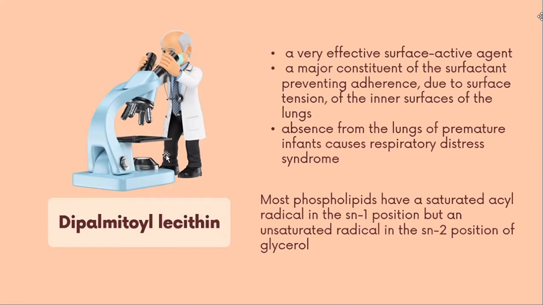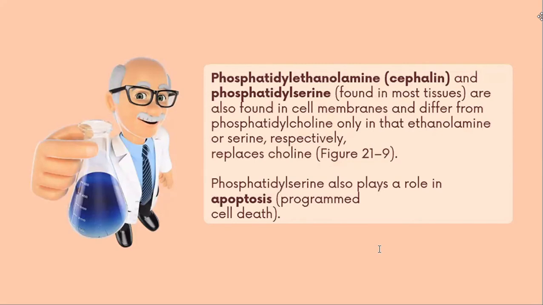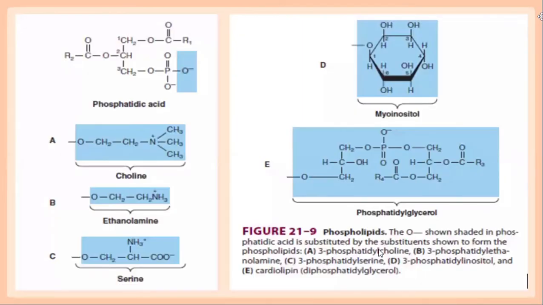Most phospholipids have a saturated acyl radical in the SN1 position, but an unsaturated radical in the SN2 position of glycerol. Phosphatidylethanolamine or cephalin and phosphatidylserine, which is found in most tissues, are also found in cell membranes and differ from phosphatidylcholine only in that ethanolamine or serine, respectively, replace the choline. So phosphatidylserine also plays a role in apoptosis, or programmed cell death. This one, ethanolamine and your serine, are attached to phosphatidic acid.